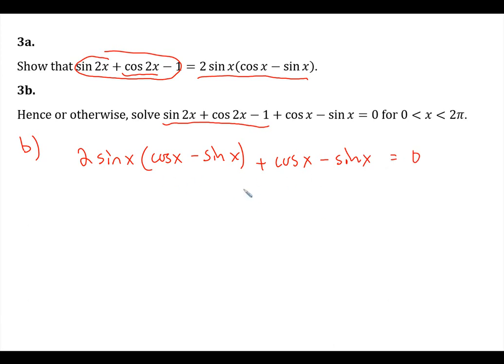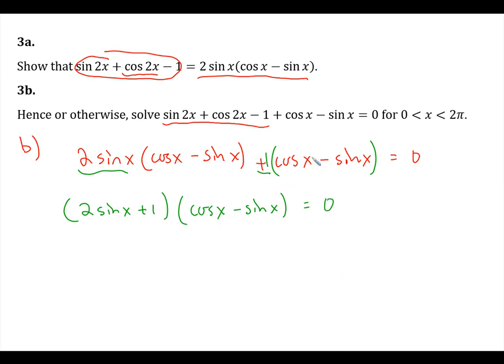So what you have to recognize here, and here's where it's a little bit tricky, is that if you put this in parentheses and imagine a 1 right here, we have factor by grouping, right? So basically I can group this and this together. So we've got a 2 sine x plus 1, and then our other factor would be cosine x minus sine x is equal to 0. All right, so that's where this one is a little bit tricky. You have to remember this factor by grouping.